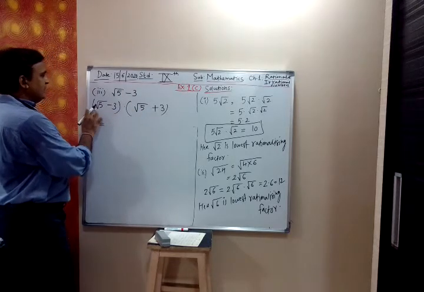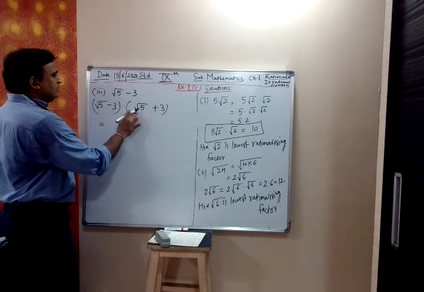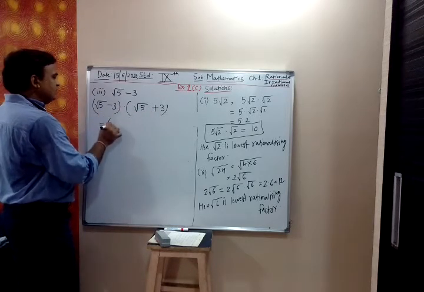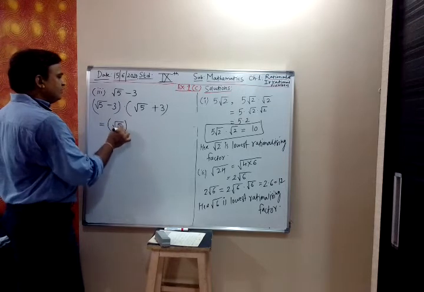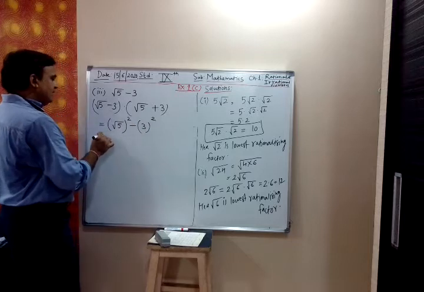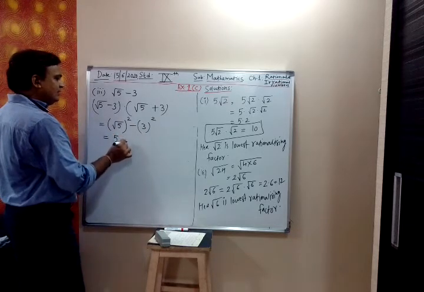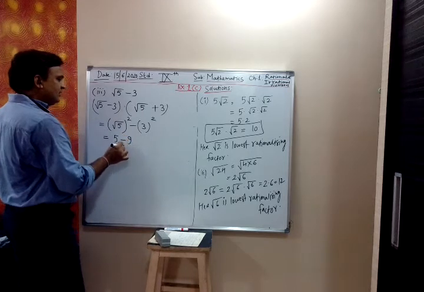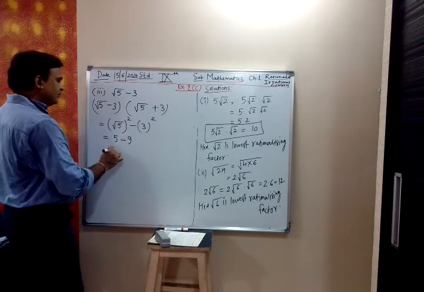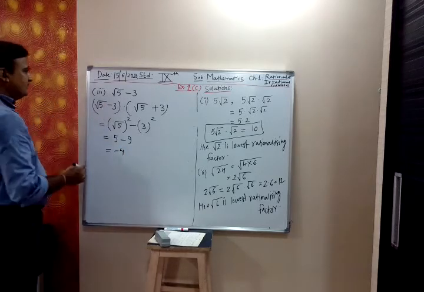So now this is of the type a minus b into a plus b. A minus b into a plus b is a square minus b square. So that will be root 5 square minus 3 square. Root 5 square is 5, minus 3 square is 9. 5 minus 9 is minus 4. And minus 4 is a rational number. Now there is no irrational part.